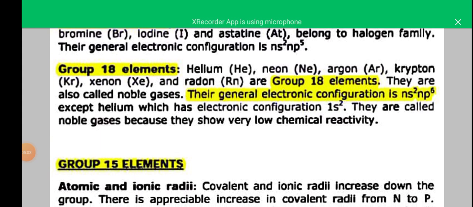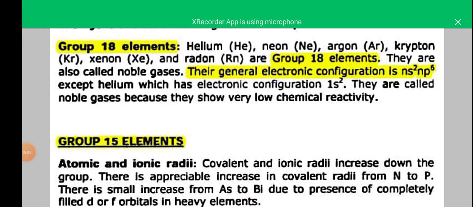And group 18, that is noble gases or inert gases. Group 18 elements are also known as noble gases or inert gases: helium, neon, argon, krypton, xenon and radon. Okay, and their electronic configuration is ns2 np6. Except helium, all the other noble gases have electronic configuration ns2 np6. Only helium has electronic configuration 1s2. And due to stable electronic configuration, noble gases, or group 18 elements, are chemically less reactive.